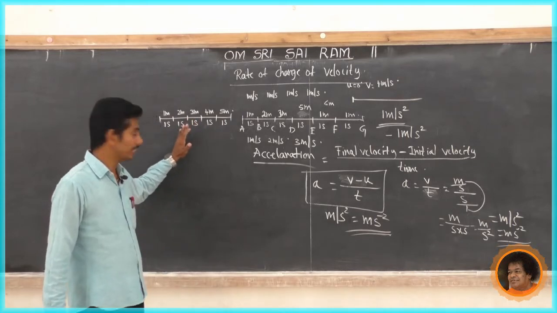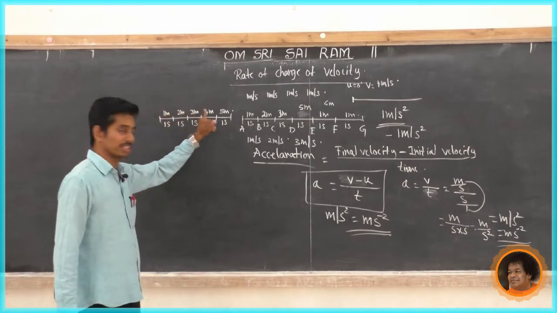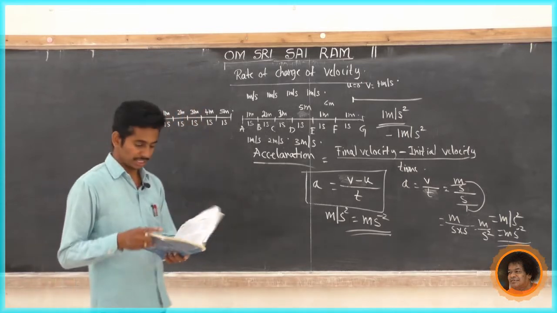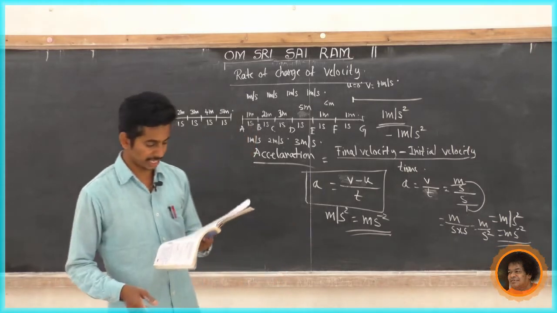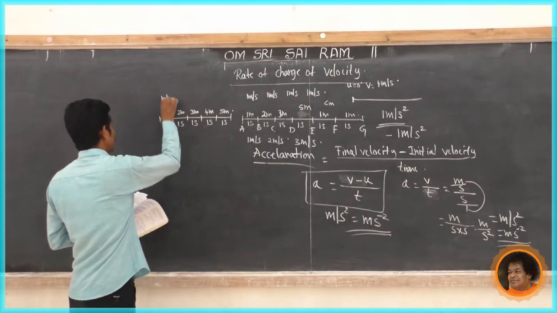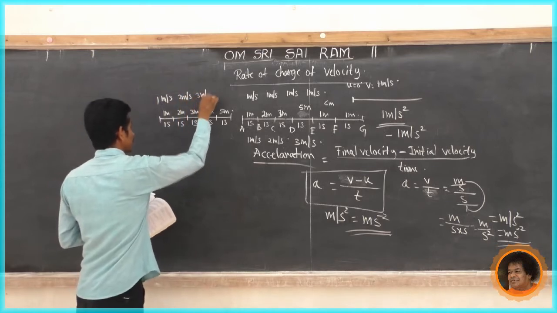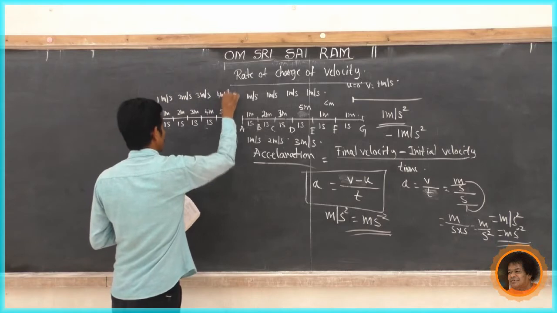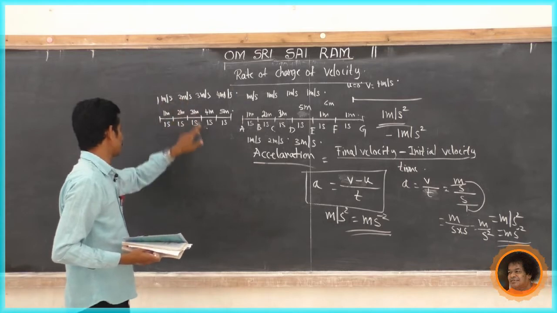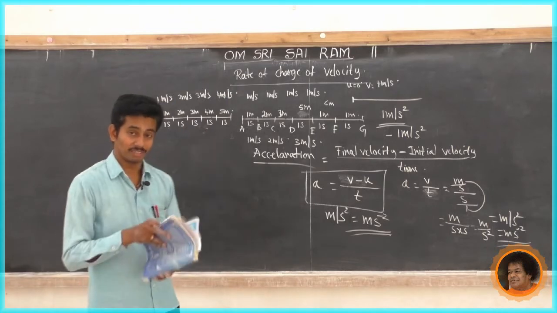Why is it uniform? In equal intervals of time, the velocity increases by equal amounts. Now velocity is increasing because first the velocity is 1 meter per second, second it is 2 meter per second, next is 3 meter per second, next it is 4 meter per second. Just look at the velocity. Here it is 1 meter per second, here 2, here 3, here 4 meter per second.